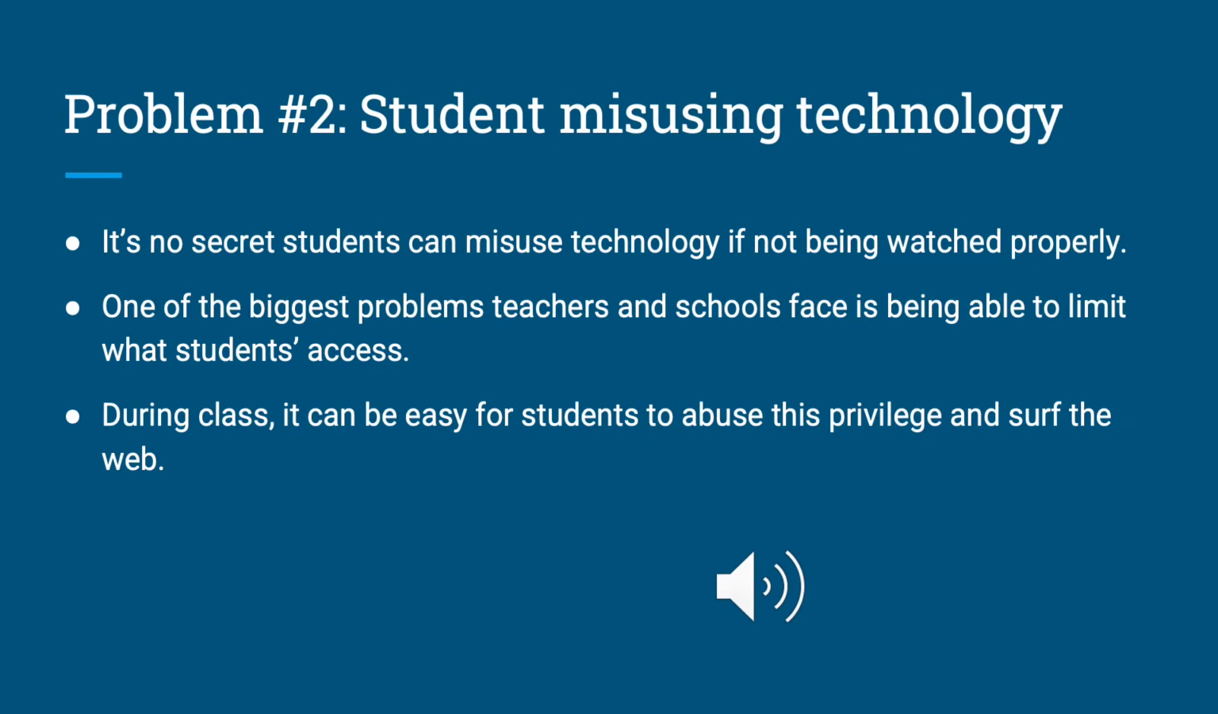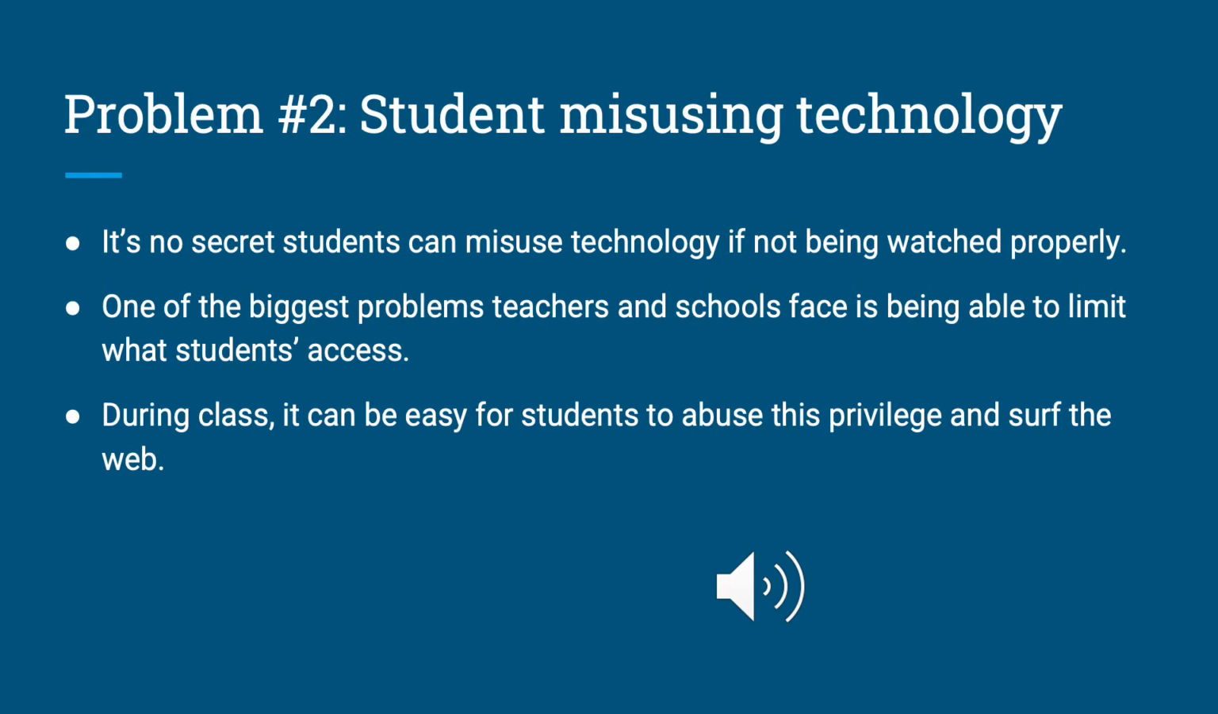Problem two, students misusing technology. This is definitely one of the biggest issues with technology in schools today. It's no secret students can misuse technology if not being watched properly. One of the biggest problems teachers and schools face is being able to limit what students access, because on the internet, they have a wide range of anything.